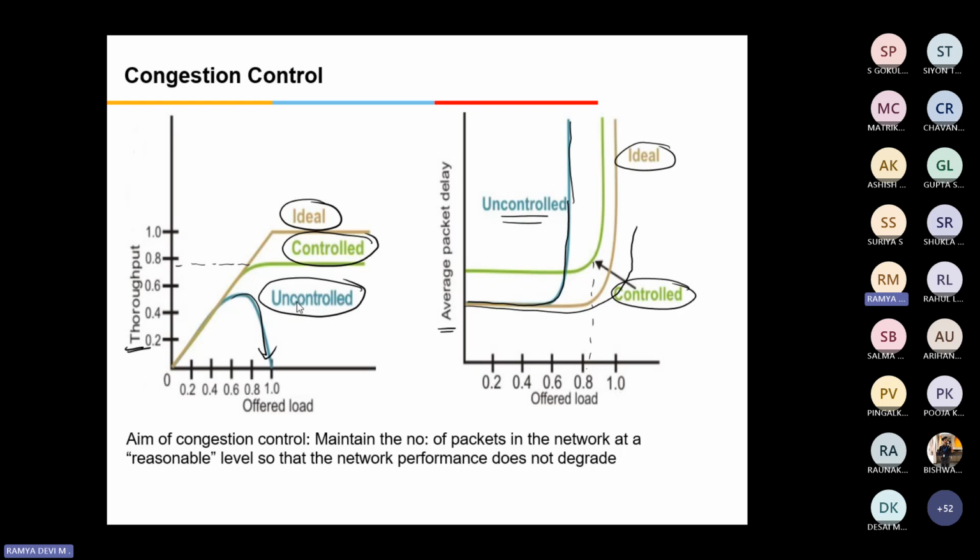But if it is not controlled, what will happen? All of a sudden, everything will collapse. Retransmissions will be triggered. Buffer size will be exceeded. Soon the throughput decreases. All the packets that have been transmitted are discarded by the router. What will happen? The throughput becomes zero.